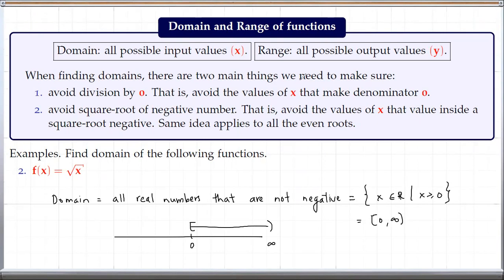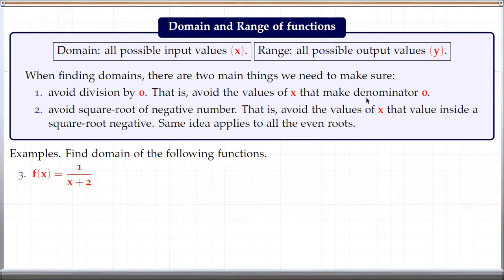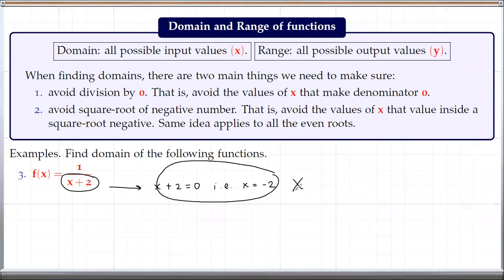Look at another example now. We have this function 1 over x plus 2. The problem here is we have some expression in the denominator and we want to make sure that the denominator is not 0. So this part will be 0 if x plus 2 equals 0, which means x is negative 2. So this is what we want to avoid.